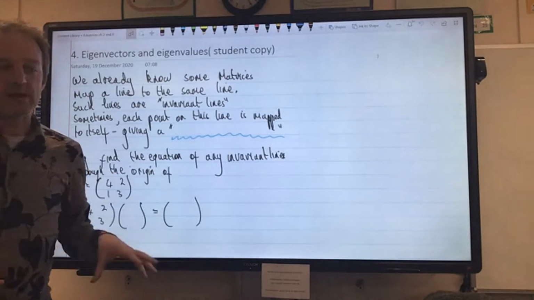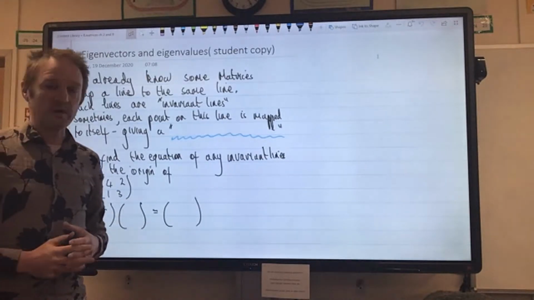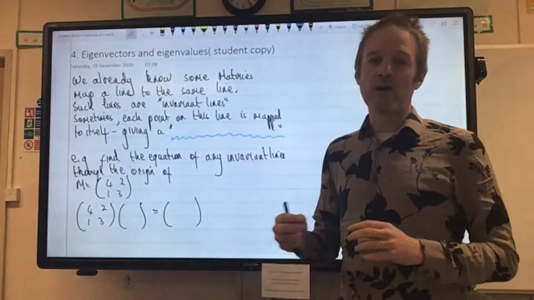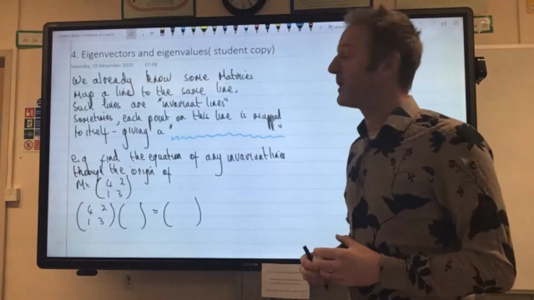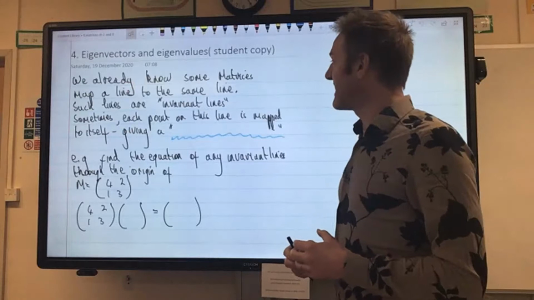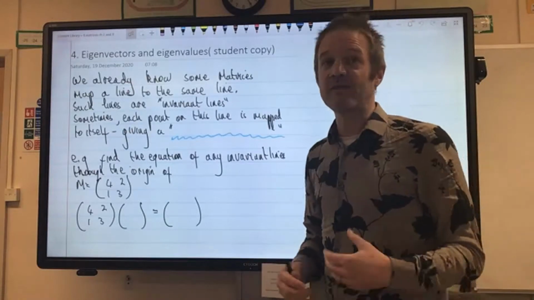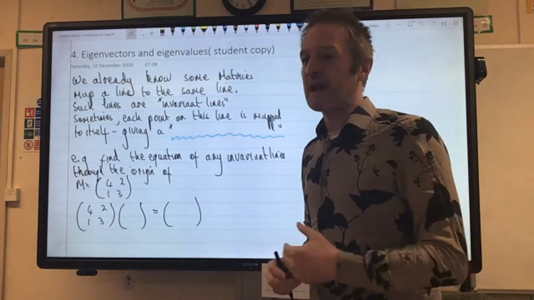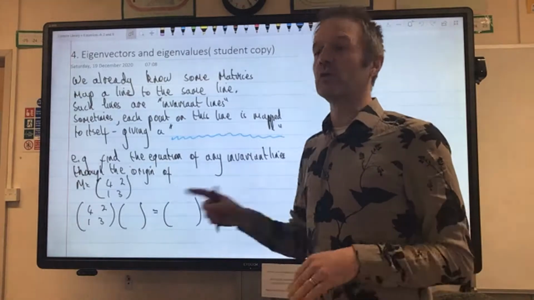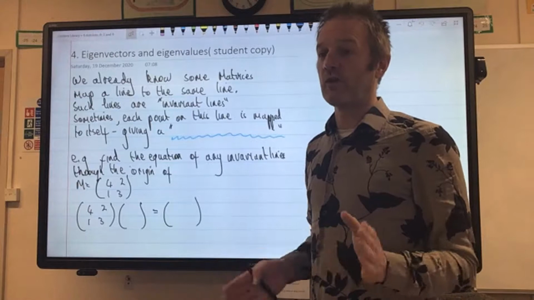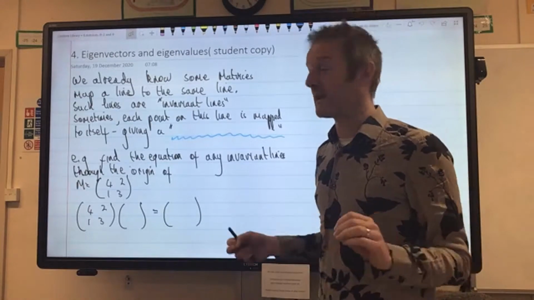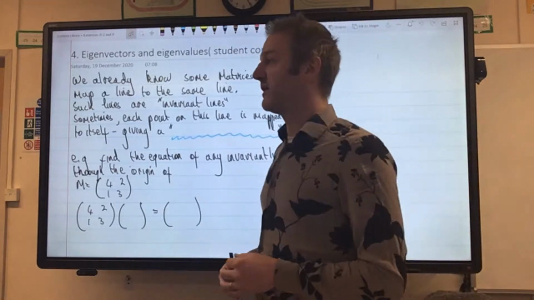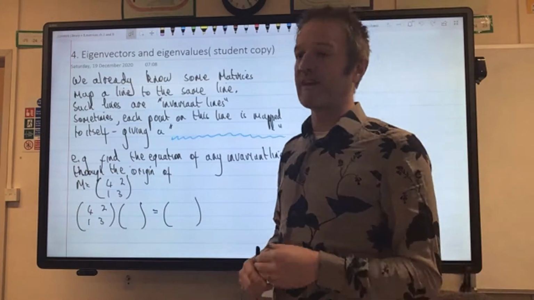Now when we consider matrices as being transformation matrices, we already know that some matrices map a line to the same line. So you have a line, you apply a transformation to it, and it doesn't change the line; it stays where it is. Lines like this are called invariant lines under that matrix. So any given matrix will have some invariant lines. Here's an obvious one, a stretch parallel to the x-axis. All horizontal lines will be invariant lines. A reflection in the line y equals x, a matrix that represents a reflection in the line y equals x, the line y equals x will be invariant.